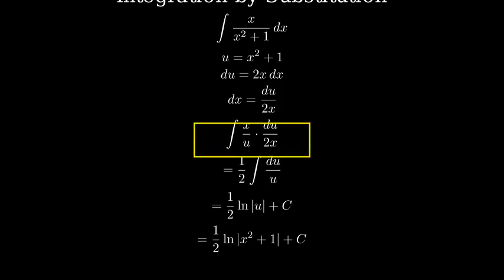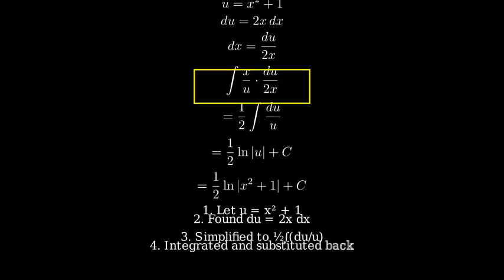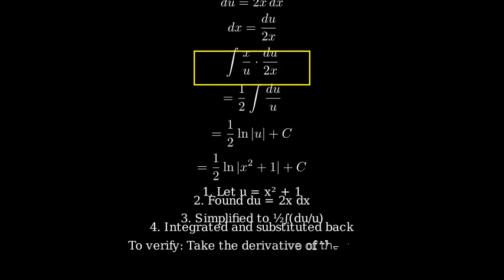Let's verify this is correct by looking at the steps we took. We made a substitution u equals x squared plus 1, found that du equals 2x dx, simplified our integral to 1/2 times the integral of du over u, and then integrated and substituted back. You can verify this answer by differentiating it. The derivative of our result should give us back the original integrand.